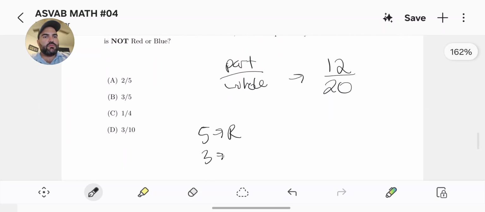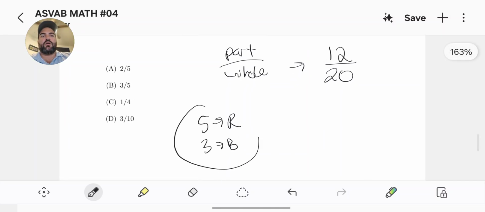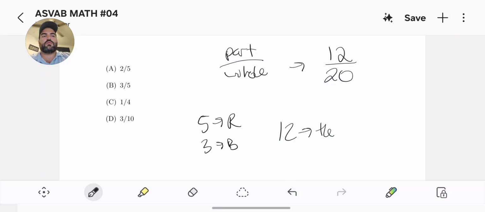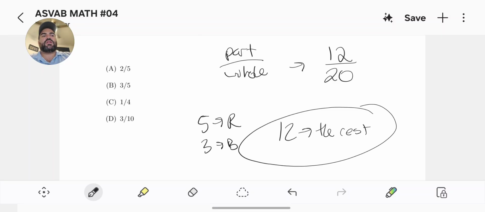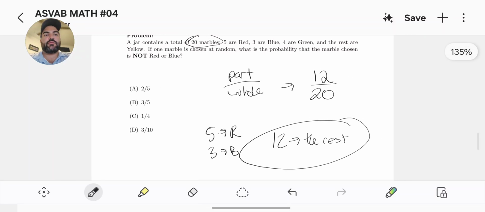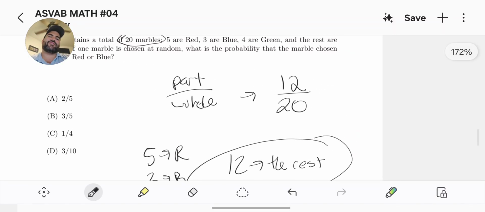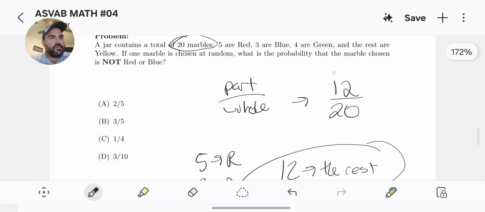Okay? If you didn't really understand that, it's because there's 5 red, 3 blue, and then there's the rest. So we know all this with the rest adds up to 20. So the rest is 12. And that's the part because they said not red or blue. Okay? Sorry if that was hard to understand. So the answer is 12 over 20.